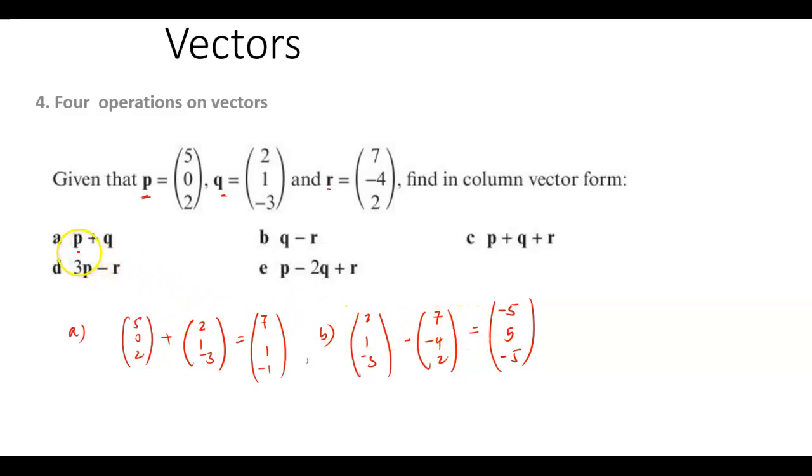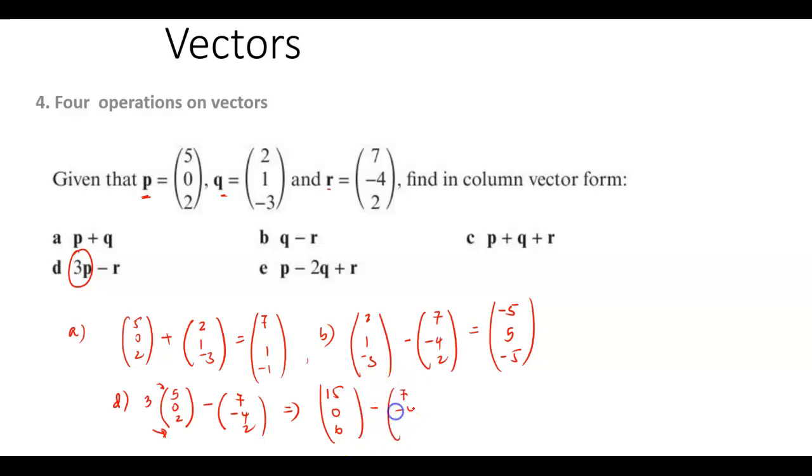Now over here we have the multiplication by a constant. So D is 3 times P. Your P is 5, 0, 2, and then subtract the R, which is 7, negative 4, 2. So you multiply all the terms by 3. So you just have 15, 0, and 6, and then subtract 7, negative 4 and 2. So I have 15 minus 7, which is equal to 8, and then you have 4, and then this is 6 minus 2, which is 4.